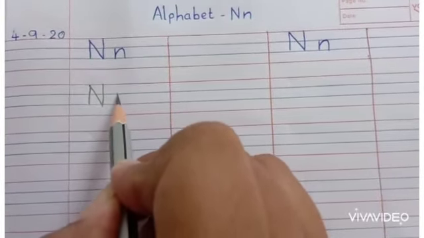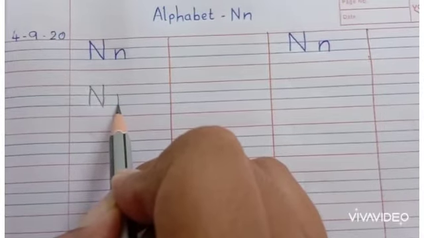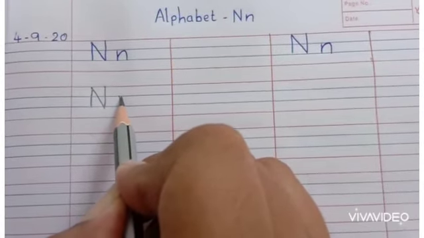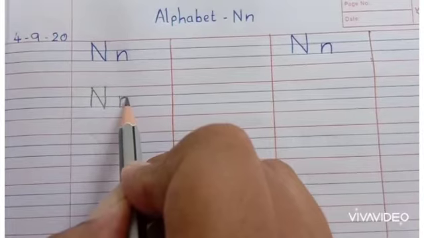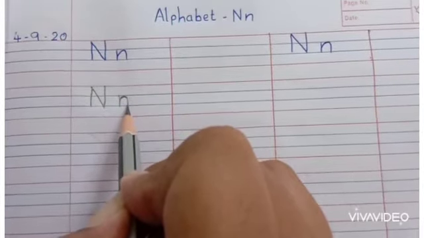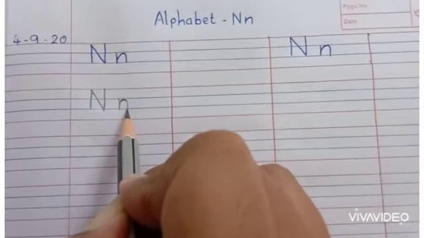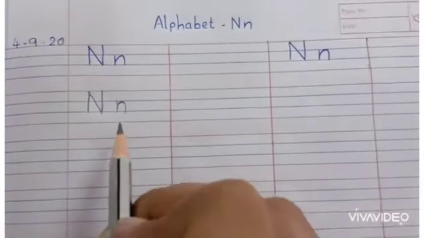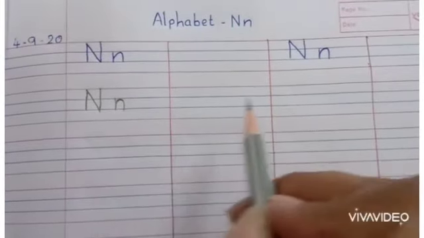Now to write small n, make a standing line from the first blue line till the second blue line. Go up again on it, make a curve and come down and touch the second blue line, small n.